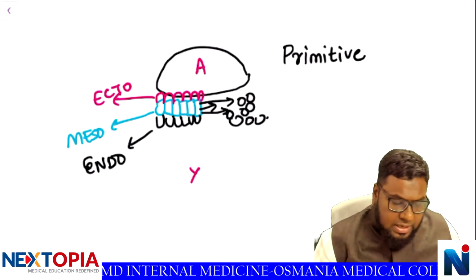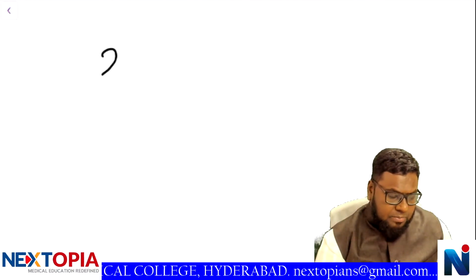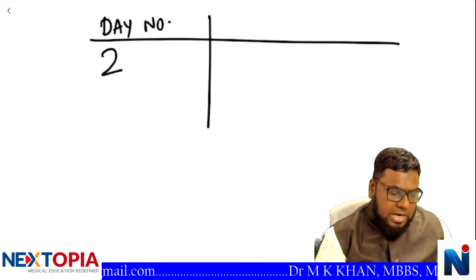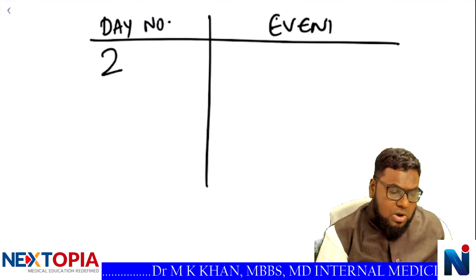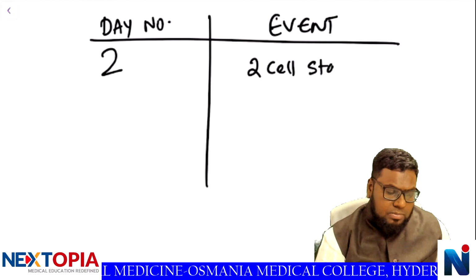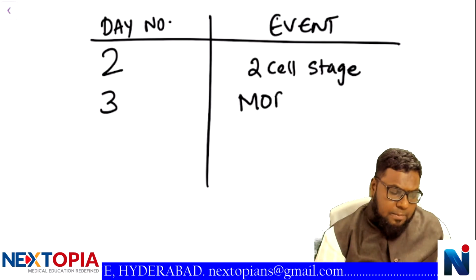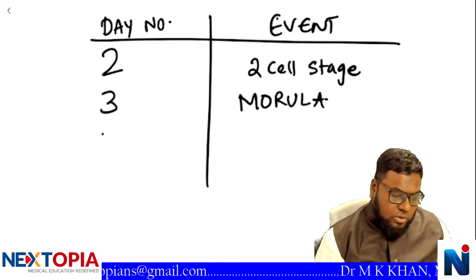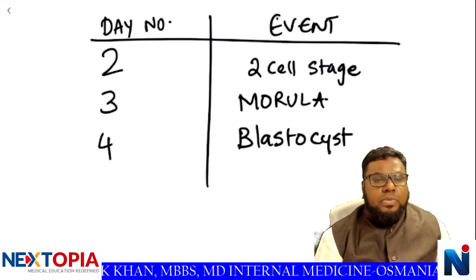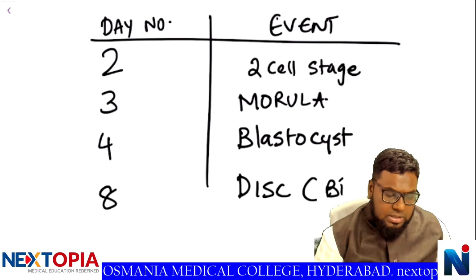Now let us try to understand the timetable of events that are occurring. This is the day number, and this is the event. Embryo immediately after fertilization: on day 2, the embryo is at the 2-cell stage. On day 3, the morula is formed. On day 4, the blastocyst is formed. On day 8, a bilaminar embryonic disc is formed. It is a bilaminar disc.